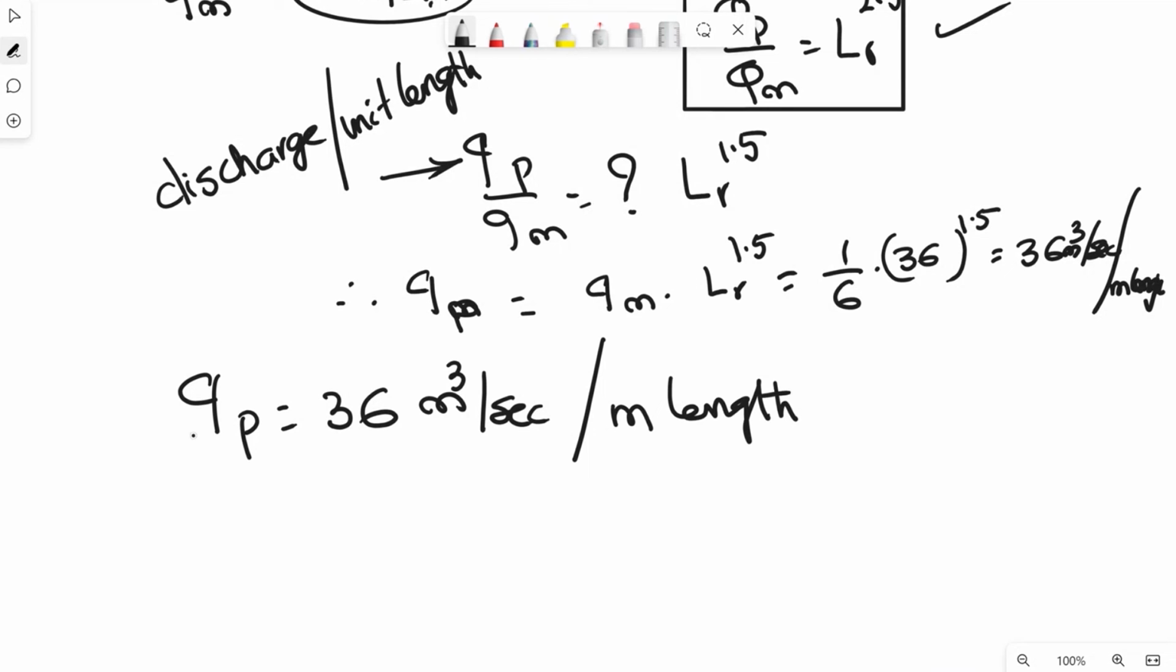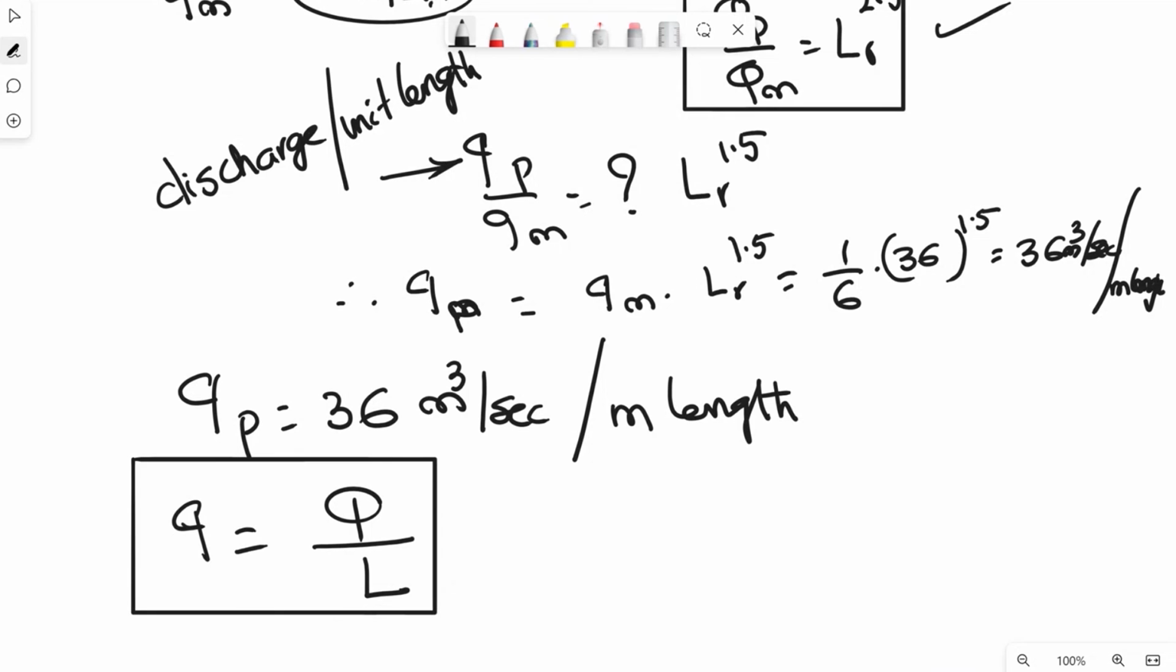This is not capital Q, this is small q. What is the difference? Small q is equal to capital Q by L. If I take it for Q, I already know it is Lr to the power of 2.5, so for small q, with the division by L, it will be Lr to the power of 1.5. This you should understand.